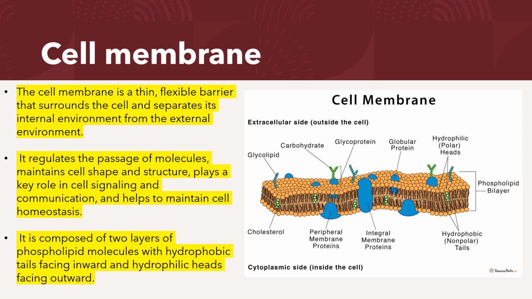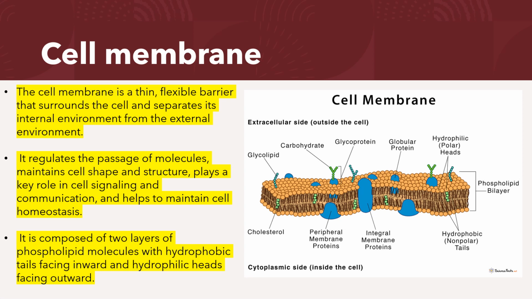The cell membrane has several important functions. Firstly, it regulates the passage of molecules in and out of the cell. It is selectively permeable, meaning that it allows some molecules to pass through while preventing others from crossing the membrane. This ensures that the cell maintains the proper balance of ions and molecules needed for cellular processes.